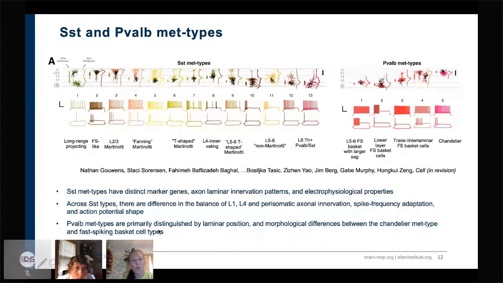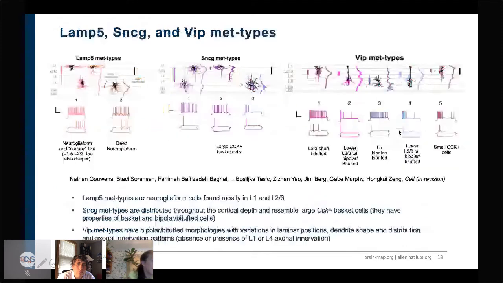So parvalbumin MET types are primarily distinguished by their laminar position, as you can see here, when we look at this average axon histograms. And then we also see morphological differences between chandelier cells and the range of fast spiking basket cell types.